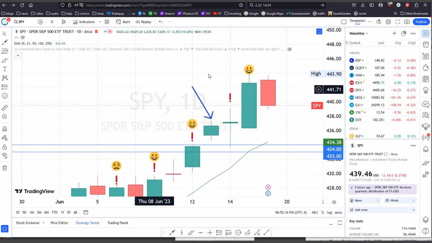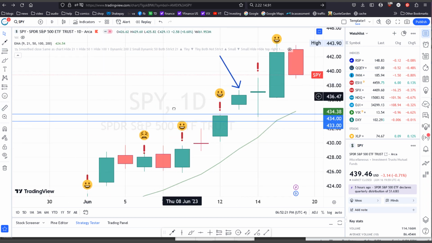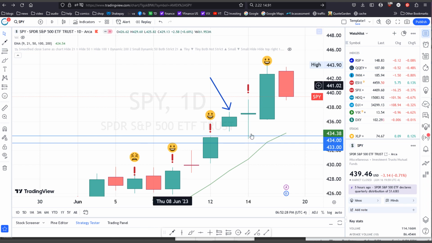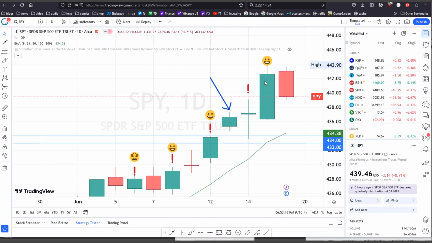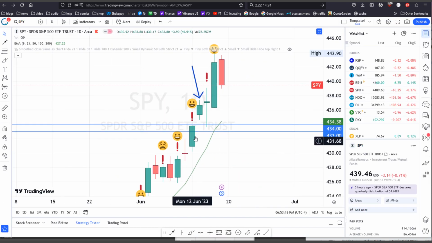Speaking of my options challenge, I was really busy last week and I didn't put out an update. So I'm going to give the update right now. The previous week, I was down $51, and then for this past week, I'm up $316. So overall, my total return for the SPY challenge is about 21%. I was only up 1% this week. Meanwhile, the S&P 500 itself was up 2.2%. So that's quite impressive.